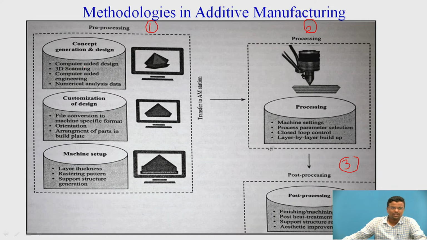In the pre-processing, we have to generate the concept, we have to generate the design that will act as the prerequisite to the additive manufacturing machine tool. We have to generate a computer aided design 3D model with the help of CAD software like maybe CATIA or maybe SolidWorks, any software you can use.